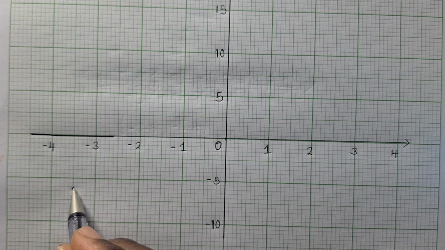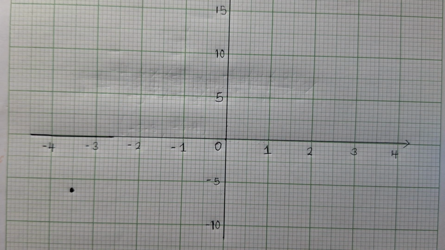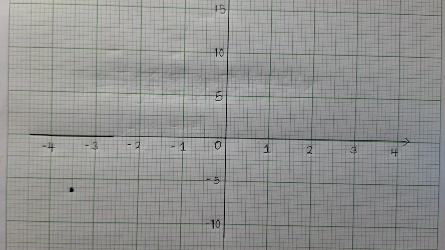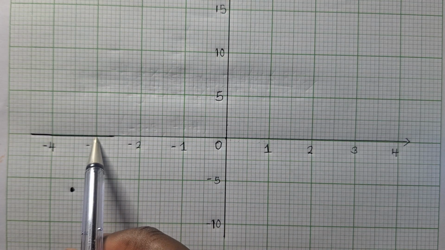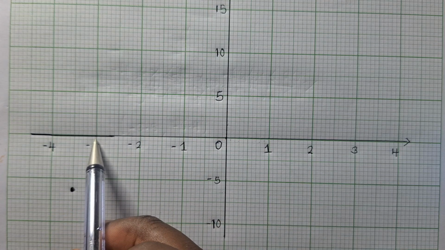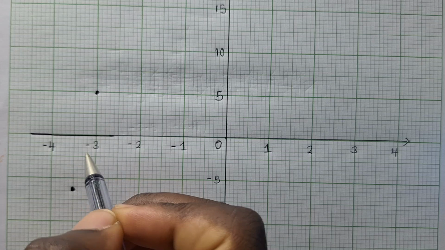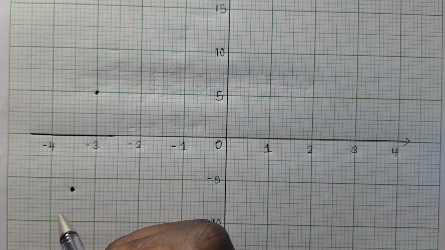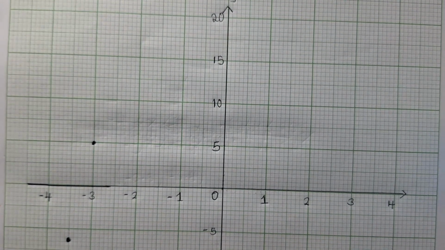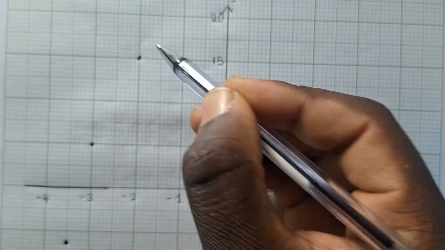In case you don't know how to plot, please take your time. So this is where the point will be. Now I go to the next point, which is negative 3.5. This will be easier. Negative 3 here, positive 5 is here. So negative 3.5 will be here. The next one is negative 2, q, and we know the value of q is 15. Negative 2 is right here, 15 is here. Where they meet is right over here.